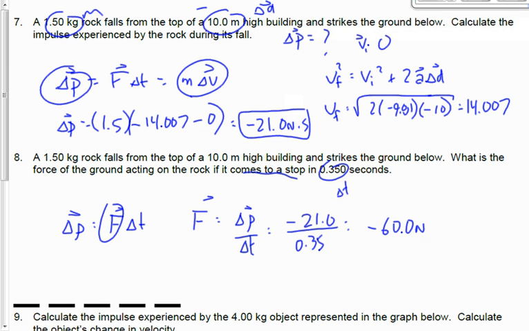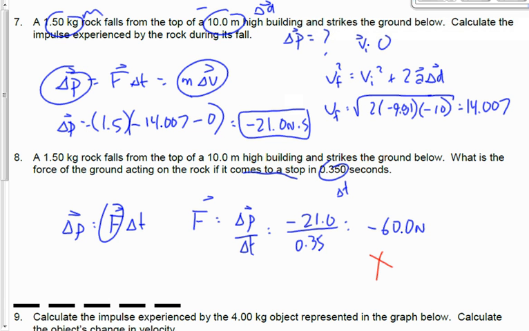But it's wrong. Although it's very close, it's wrong. What's wrong with it? John? Right. The problem stems from the impulse that we use there. Why is negative 21 wrong? What was the impulse as the rock fell? Negative 21. That's not what we want in question 8. We want the impulse as the rock stopped when it hit the ground.